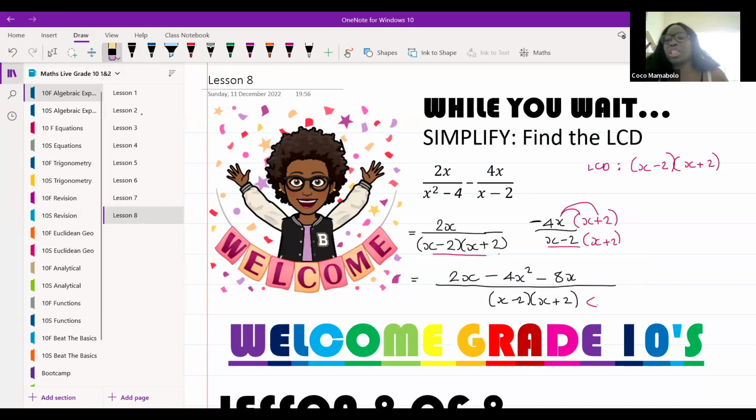All right, and then we just need to clean it up. We need to add like terms. I know that 2x and negative 8x are like terms. So on the top, I'm going to get negative 4x squared, and 2x minus 8x will give me negative 6x, over x minus 2 and x plus 2. All right, and that's the final answer that I'm looking for. So we just need to remember the steps, everyone.